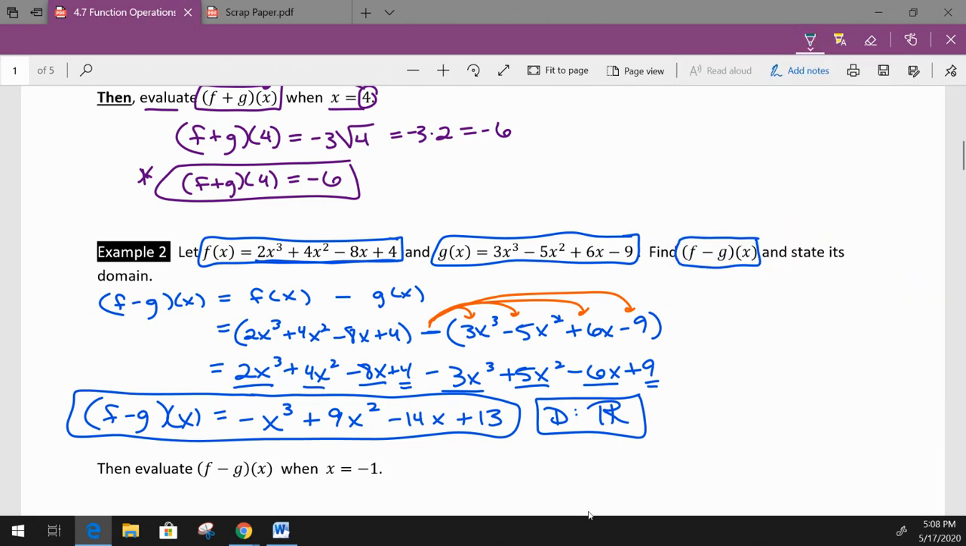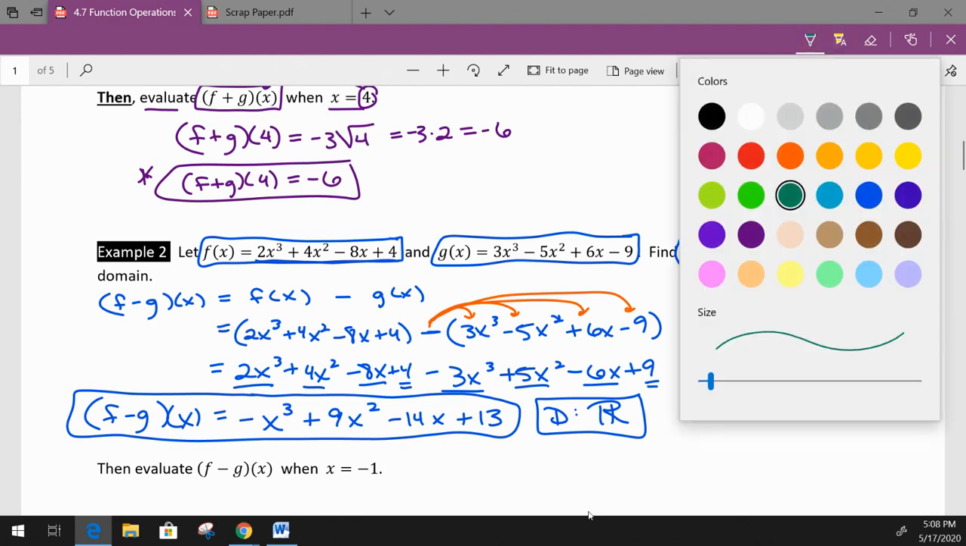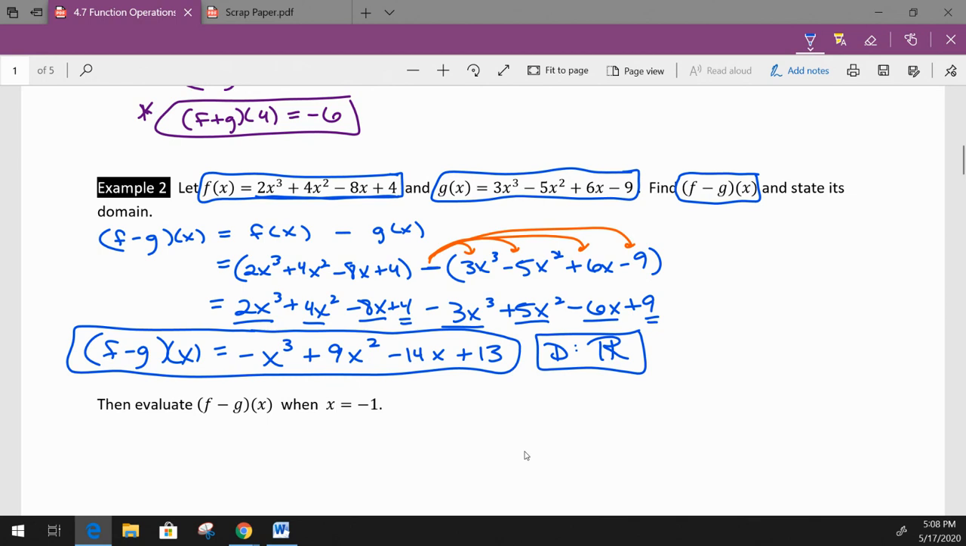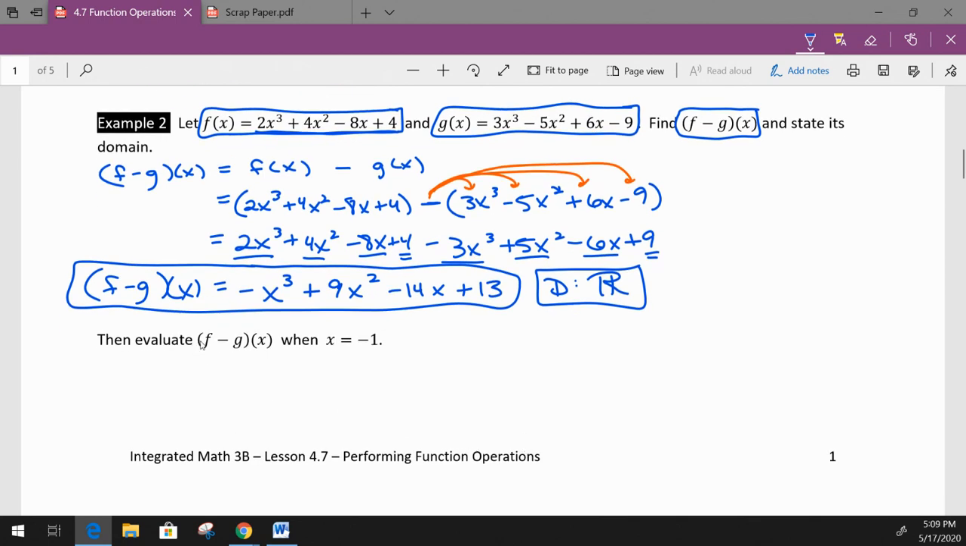Okay, moving on now to the next example. We're not, actually, it's still the same example. I forgot we're going to be substituting. So it's telling us now to evaluate f minus g of x when x equals -1. So what we're basically doing is finding f minus g of -1. So we're substituting -1 in the function for x.